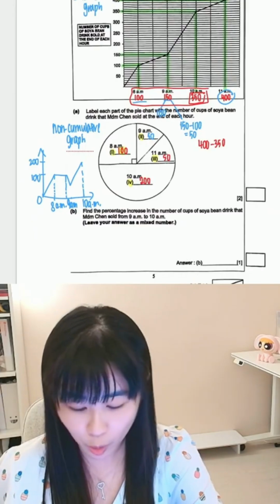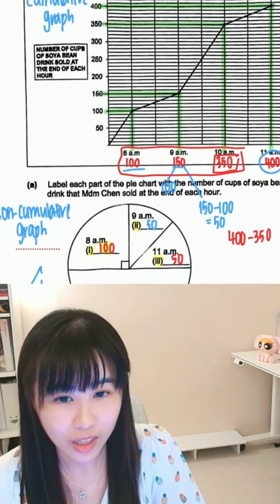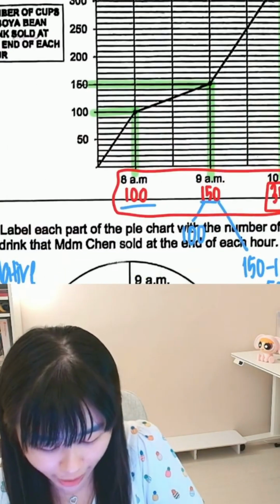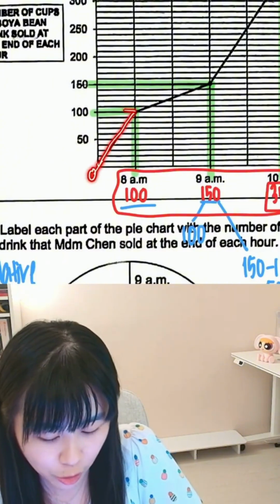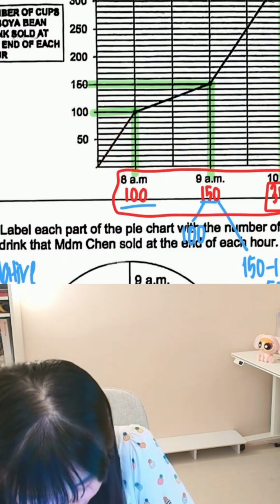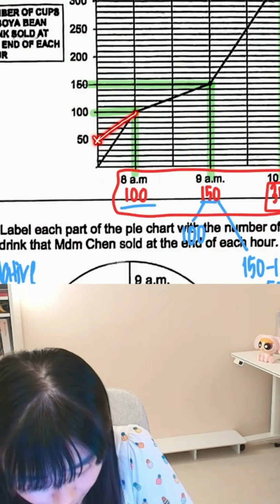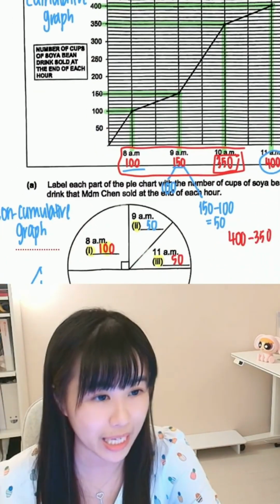Why does 8 a.m. not need to minus? Because it's the first timing that you start. So it started, and also another criterion, it started from 0. That's the thing, 0 to 100, so your 8 a.m. confirm 100. Let's say it didn't start from 0. Let's say just now it was a 50, like that. Then it may not be 100 already. Then you still need to minus, yes.